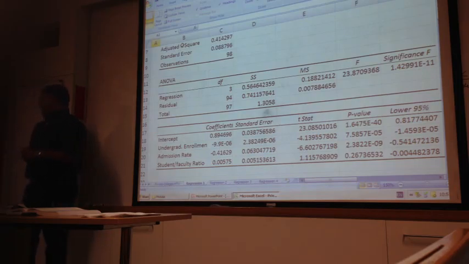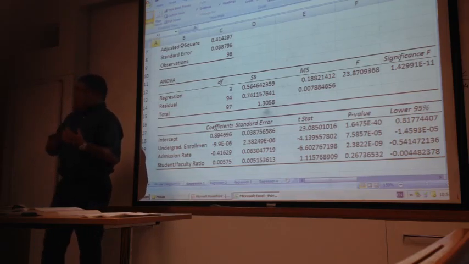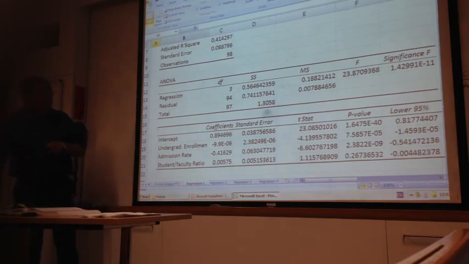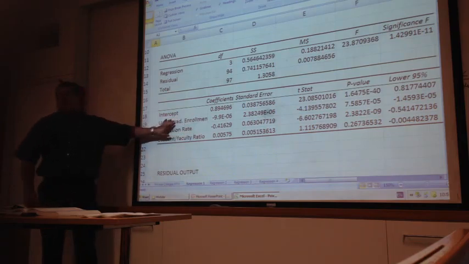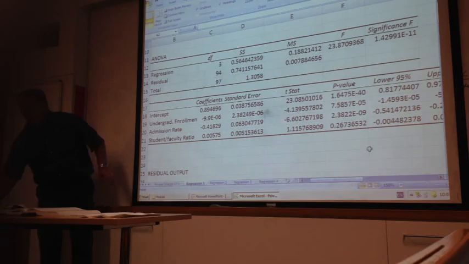When it's multiple, yeah, the difference between the R squared and the adjusted R squared is an adjustment for the fact that there is more than one variable. Then we look at the coefficients. And in the coefficients, we can look at it in one of three ways.